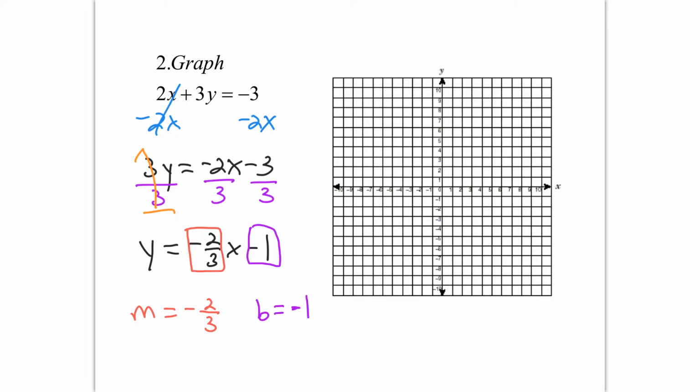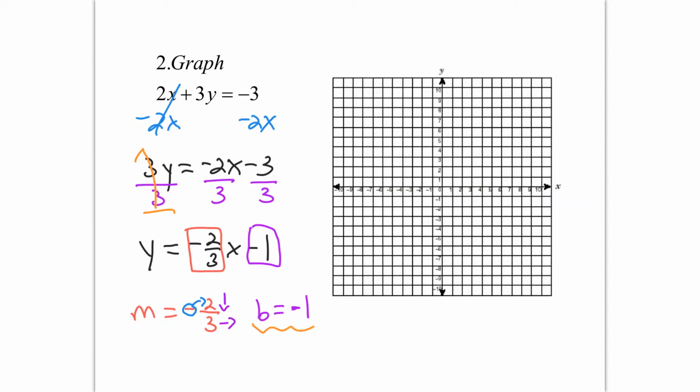Now look at the slope. When you have a negative next to the fraction, you always take that negative to the top so you don't get confused, and the bottom is going to be positive. So the top is negative and the bottom is positive. So that means that you will go down 2 on your slope, your rise, and then 3 to the right. So let's go ahead and plot the point first.